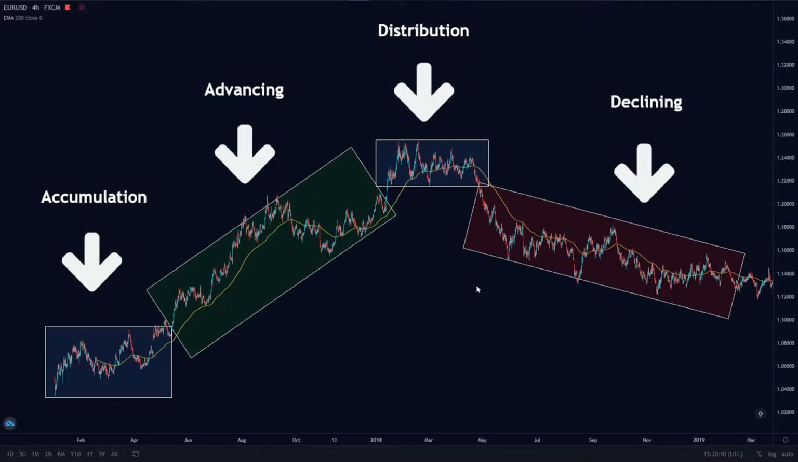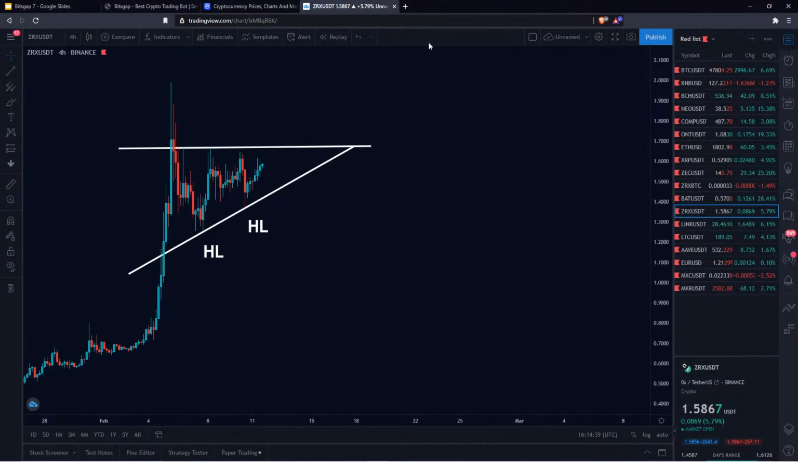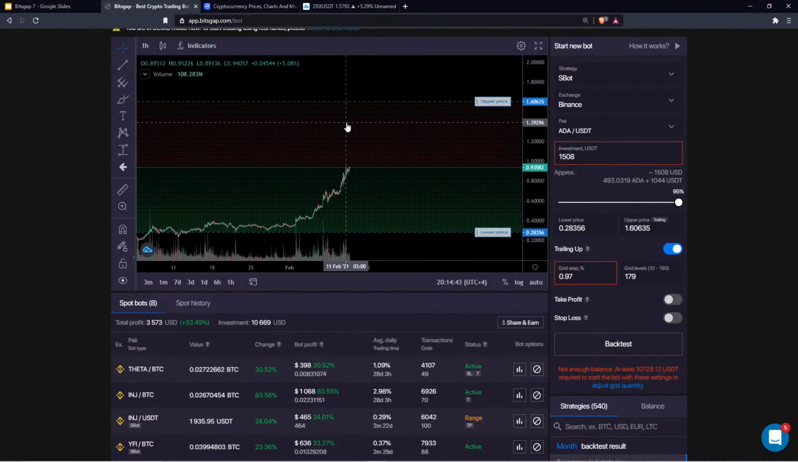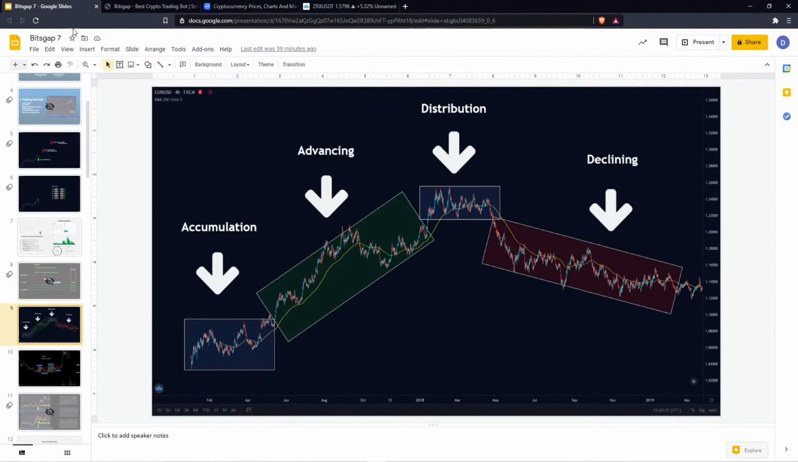So for the SBot, what we are looking for is the accumulation phase, as you see the sideways market formation, and the distribution phase, also a sideways market formation. And the way you can configure your bot is by using some patterns that you can recognize on the market. So for example, you made a sound research, and now you expect the market to stay in the distribution phase.